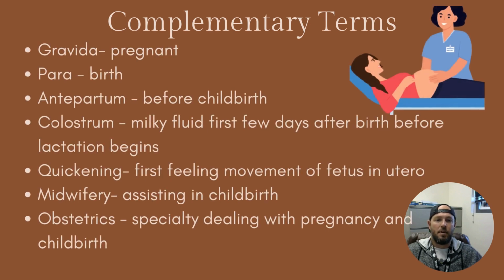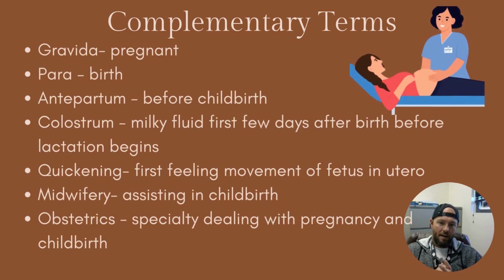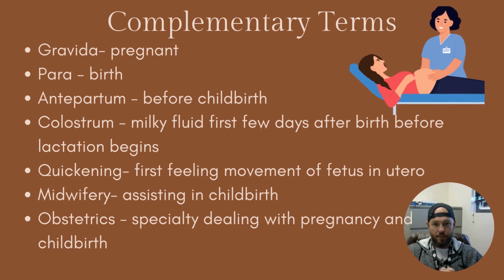And lastly, some complementary terms. Gravida is referring to pregnancies. Para is births. Antepartum is before childbirth. Colostrum is a milky fluid that's excreted from the breasts for the first few days after birth of a child before lactation begins. This is a very highly nutritious fluid that the baby really needs.